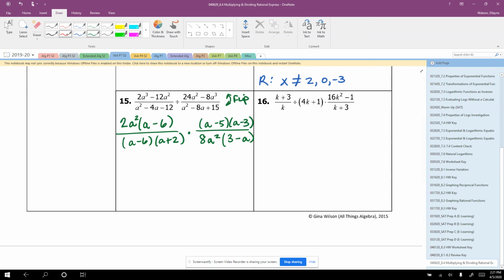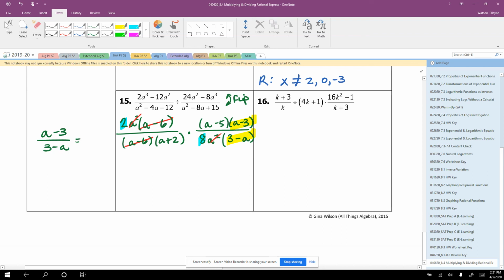Okay, so let's find some common factors here. We have an a minus 6. We have an a minus 6. We know that we're going to be able to do something. Well, actually, let me do it this way. We have an a squared. We have an a squared. The 2 and the 8 can be reduced. And then, hopefully you're catching on, we have this again. Right? A minus 3 over 3 minus a. So again, a minus 3 divided by 3 minus a.